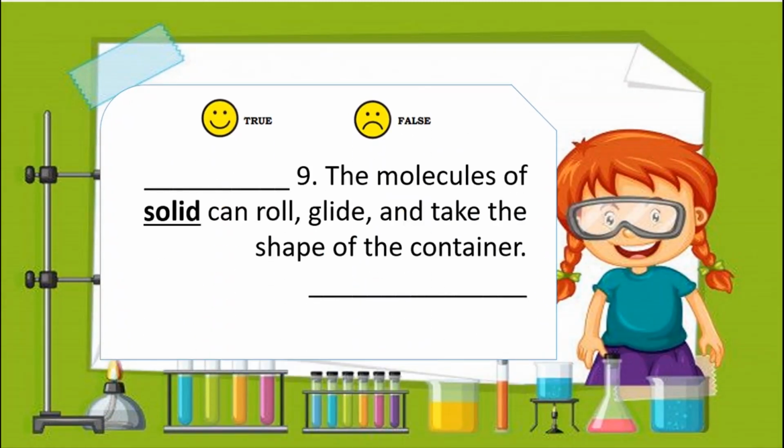True or false again. So, blank, the molecules of solid can roll, glide, and take the shape of the container. Answer is false because the underlined word here is solid. So, the right answer is i-change na to ang solid into liquid. The molecules of liquid can roll, glide, and take the shape of the container.